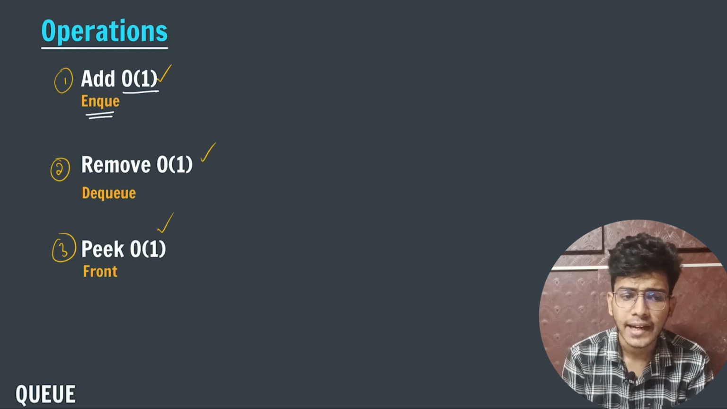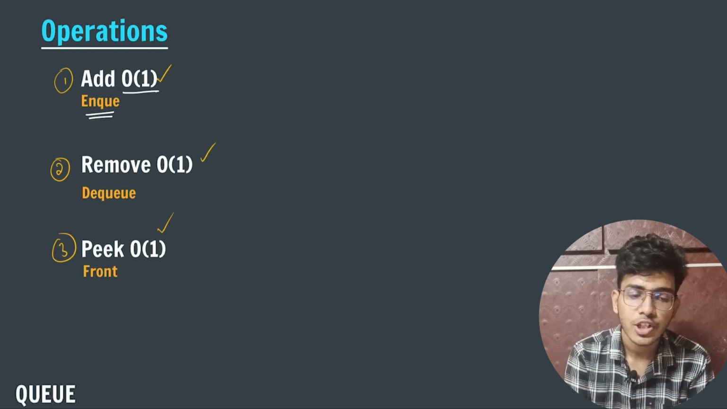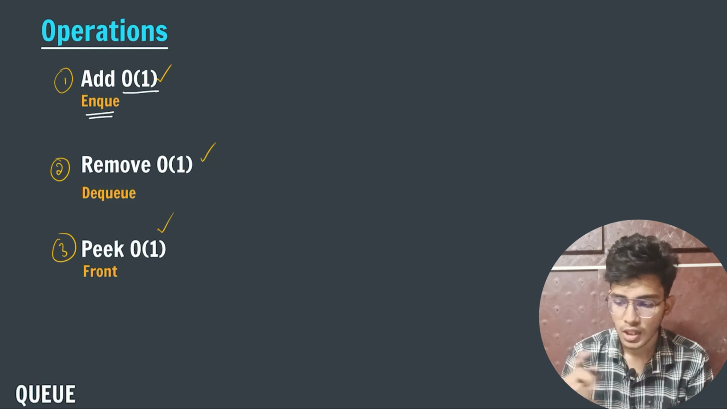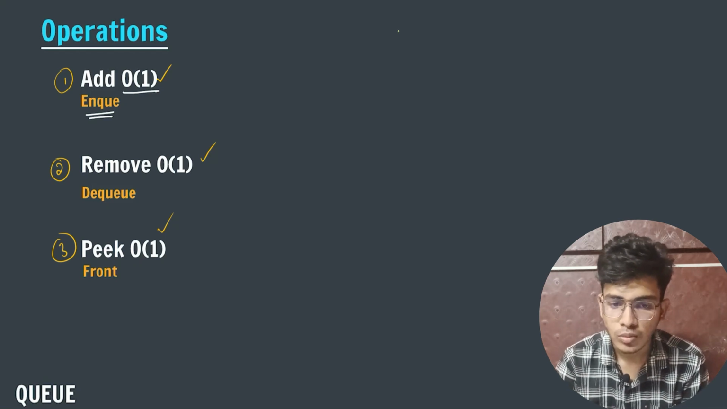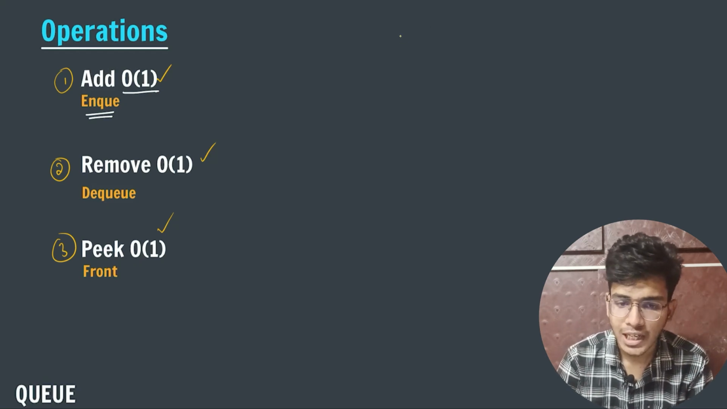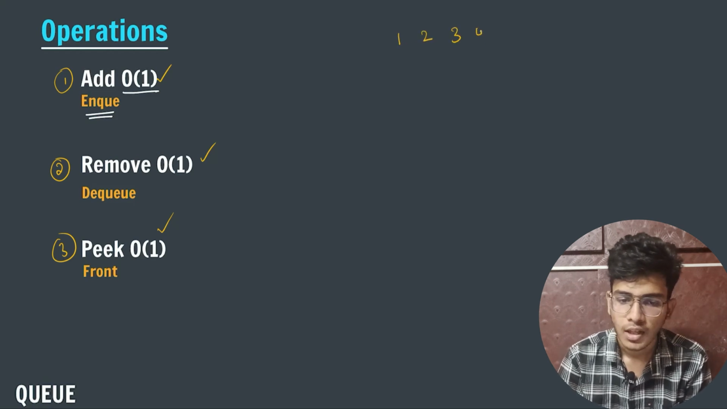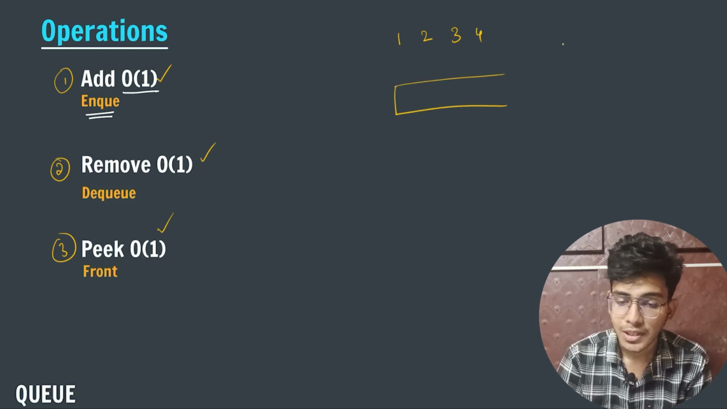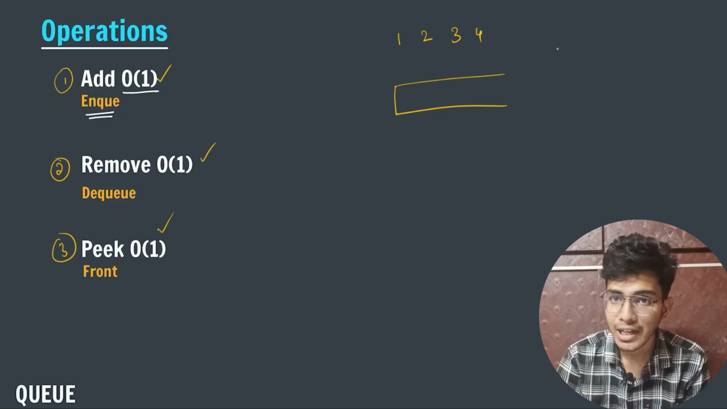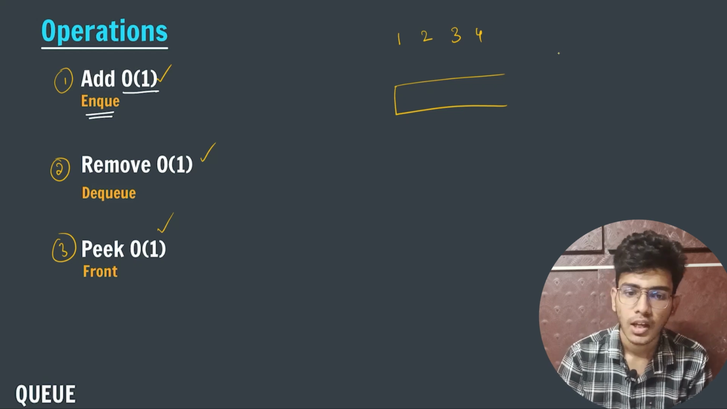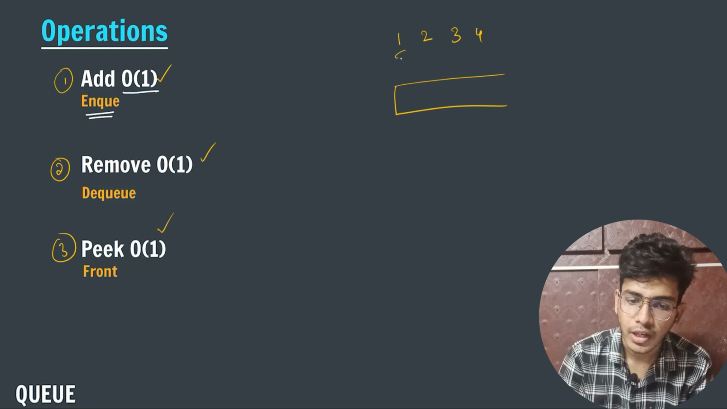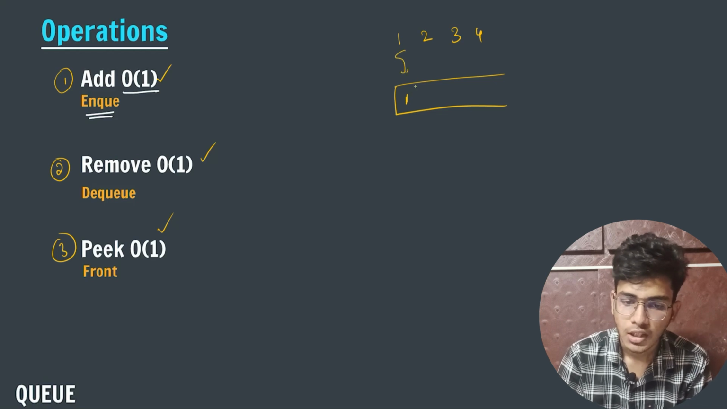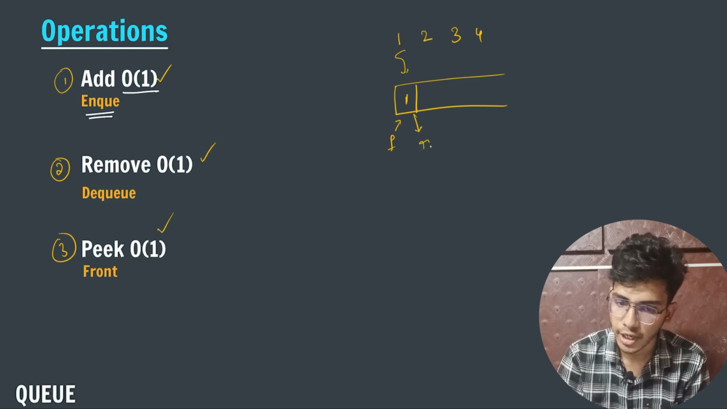Now let us understand how adding and deletion will happen in a queue. For that, let us consider a queue. First of all, let us consider our elements. Let's say I'm adding elements 1, 2, 3, 4. Initially my queue will be empty. It means that my front value and rear value will be -1. And when I add, let's say, 1, I will add 1 here, and this will become my front, and this same element will become the rear.